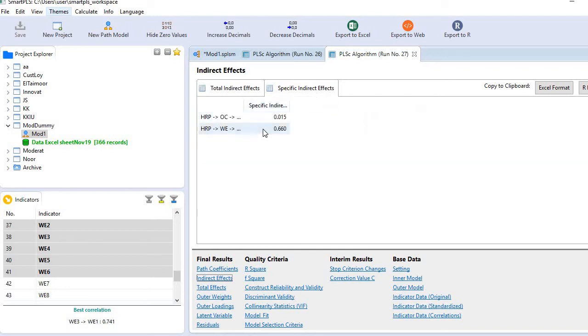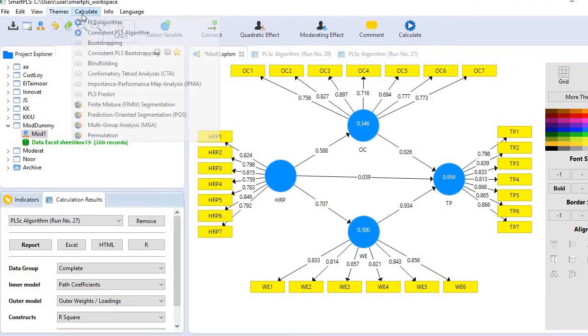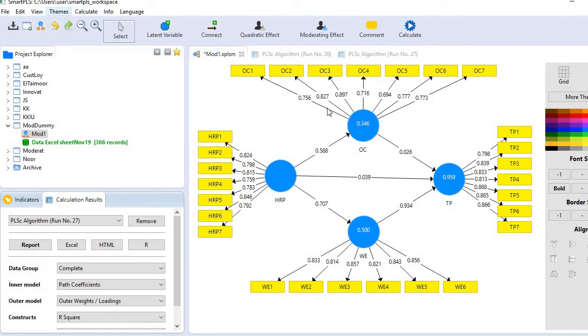But if you click this one, you see here we have two specific indirect effects, one going through OC and second one going through WE, and both are positive. However, the specific indirect effect passing through OC is small while passing through WE is very large. However, we are yet not sure which one of the two is statistically significant and which one is not. So how to find out that one? So we have to run bootstrapping. Calculate in bootstrapping.